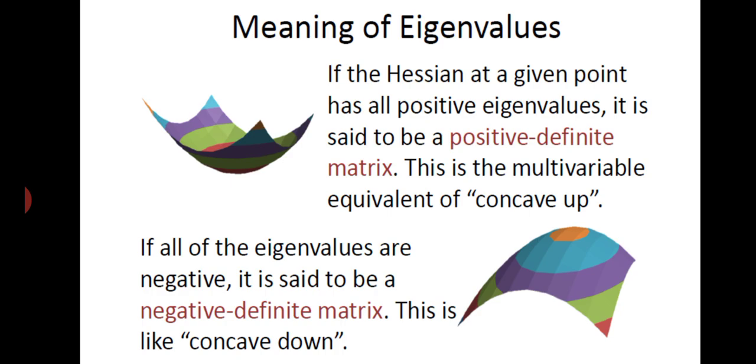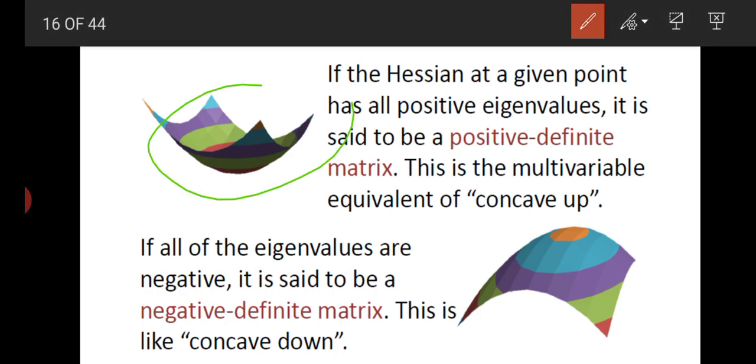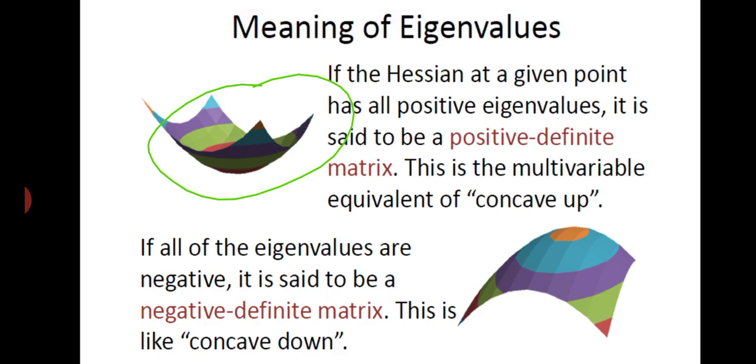So in figure 1, the upper figure on the left-hand side denotes the concave up curve. What is the meaning? I will demonstrate it to you later, after some time, wait for some time. Next, if all the eigenvalues are negative, then the Hessian matrix is said to be a negative definite matrix. This is concave down.